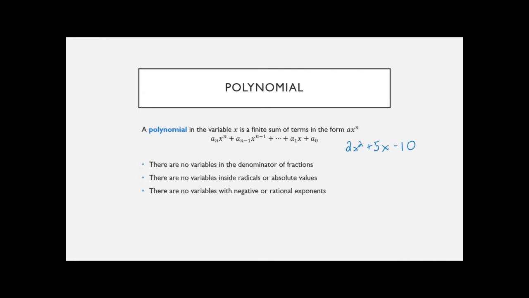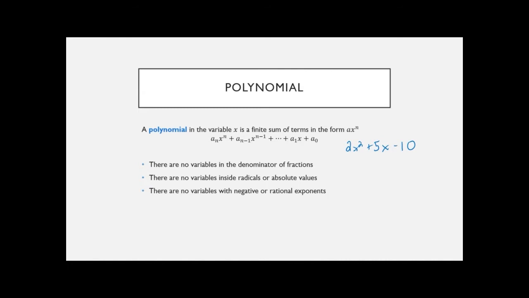The key thing is that if you have any fractions, no variables are in the bottom, because if there are, that's named something else. If you have square roots or absolute values, there are no variables inside those, because those have different names. And there are no negative exponents and no exponents that are fractions. So all the exponents are whole numbers, and that's what makes something a polynomial.